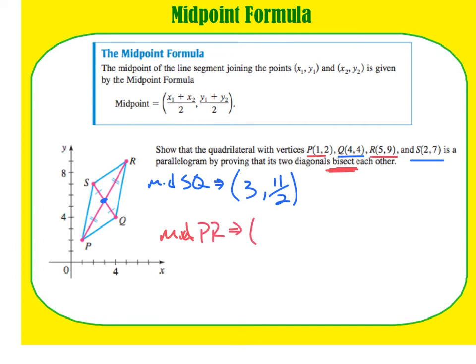So I have 1 and 5 for my x values here. What's in the middle of 1 and 5? 3. 1 plus 5 is 6, divided by 2, you get 3. And then I have 2 and 9, 11 halves again.